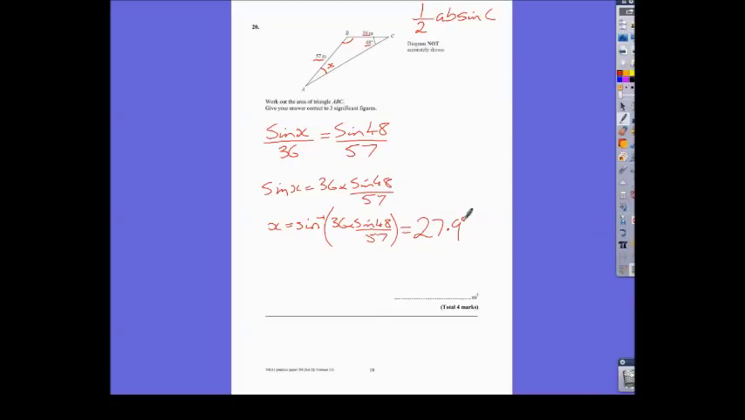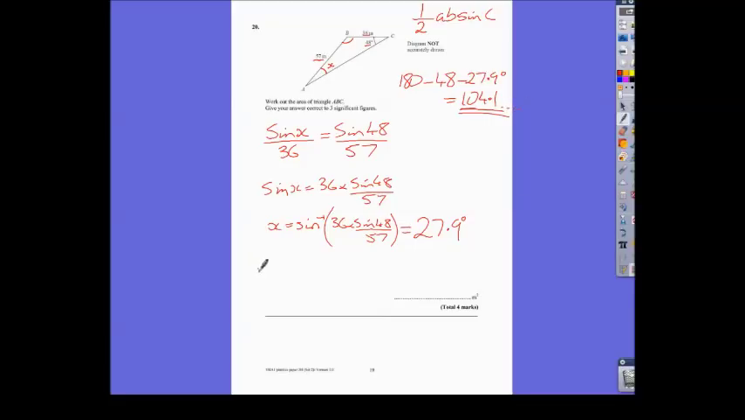Now, I would leave that in your calculator so you don't lose any accuracy marks, all right? So leave that in your calculator, I'm going to use that in a second. If that's 27.9, to work out this angle here, we're going to do 180 minus the 48 minus the 27.9, which will give us 104.1. Now that, again, should be more accurate. You should have all the decimal places in there if you've left it in your calculator.